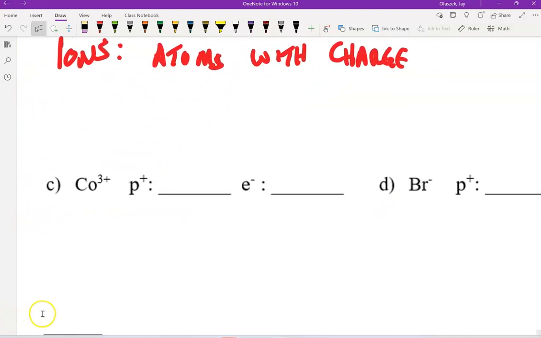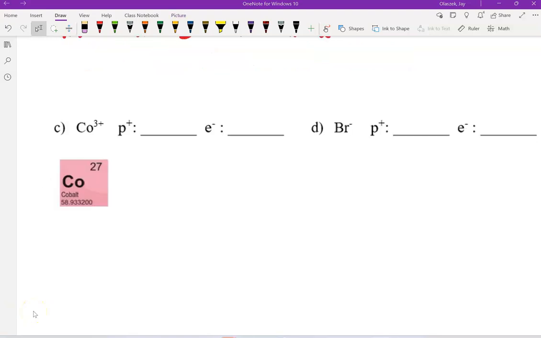Cobalt, pretty easy. Cobalt's atomic number, let's find it. Okay, cobalt we know has an atomic number of 27. That means there are 27 protons, and this particular example has a charge of 3+. That means there are 3 more protons than electrons. You can't really get rid of protons. That means it has to have lost 3 electrons, and so we have 24.